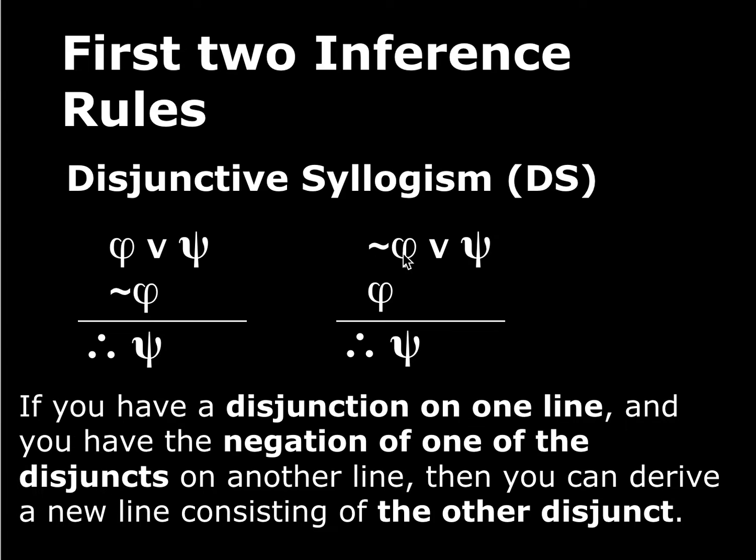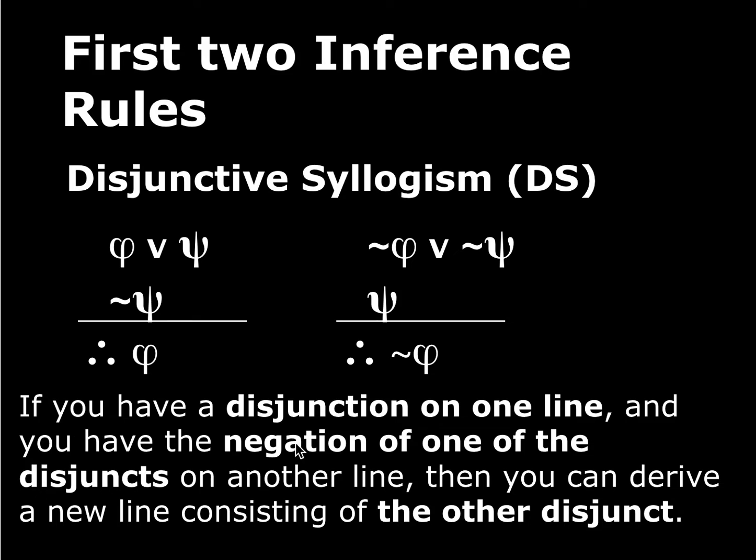Why? Because I have a disjunction, either not phi or psi. I have the negation of one of the disjuncts. Phi is the negation of not phi. So I can derive the other disjunct, psi. So in a lot of these rules, I'm only going to give you one schematic, but anytime there's a tilde, what that means is that this has to be the negation of that. But when you apply it, you can have the negation of something by either adding or subtracting one tilde. And we'll see some examples.